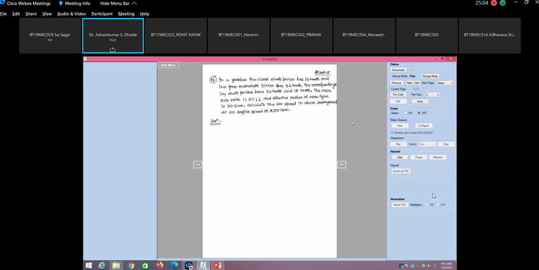So sir, please read the problem once again. In a gearbox, the clutch shaft pinion has 14 teeth and low gear main shaft pinion has 32 teeth. The corresponding lay shaft pinions have 36 teeth and 18 teeth. The rear axle ratio is 3.7 and the effective radius of the tire is 36.5. Calculate car speed in the above arrangement at an engine speed of 2500 rpm. Sir, how do you draw this?